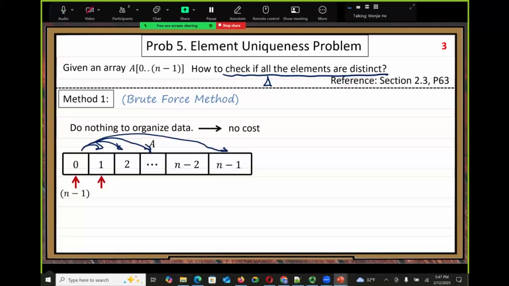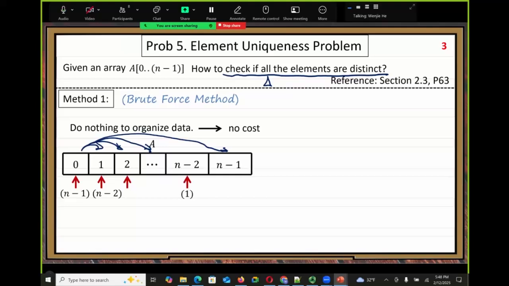Similarly, so the comparison result, if we do not find any match, not repeated, the first element is not repeated anywhere in the later part, then we need to check the second element. So then do the similar comparisons. We need n-2 comparisons and so on. In this way, the second to last element, we need to do one comparison, but the last one, we don't need to do any comparison.